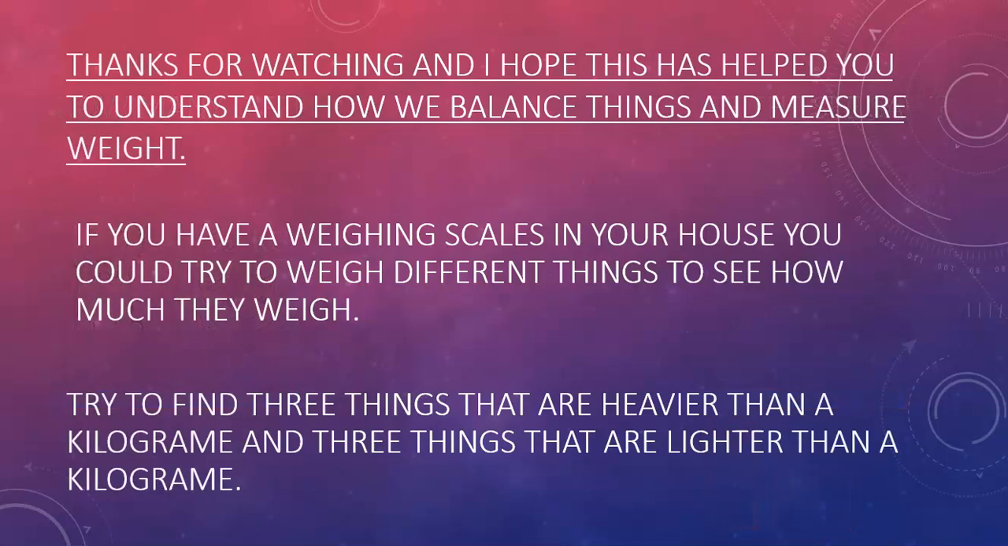That brings us to the end of this video lesson. Thanks for watching, and I hope this has helped you to understand how we balance things and how we measure weight. If you have a weighing scales in your house, you could try to weigh different things to see how much they weigh. Try to find 3 things that are heavier than a kilogram and 3 things that are lighter than a kilogram. Remember, a bag of sugar weighs 1 kg. So you can find things that weigh less than a bag of sugar and things that weigh more than a bag of sugar.